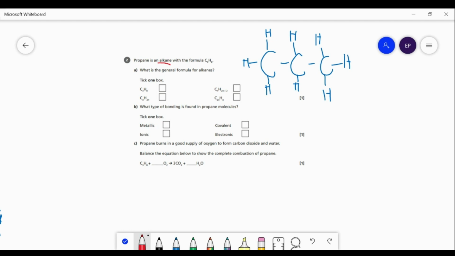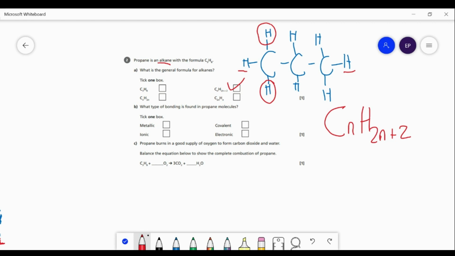A. What is the general formula for alkanes? So for alkanes, each carbon atom has 2 hydrogen atoms, one above it and one below it, plus there are 2 hydrogen atoms at each end of the chain. So that means that our general formula, for every carbon atom, there's 2 hydrogen atoms, one above and one below, plus 2 hydrogens, one at each end of the chain. So we're looking for CnH2n+2.